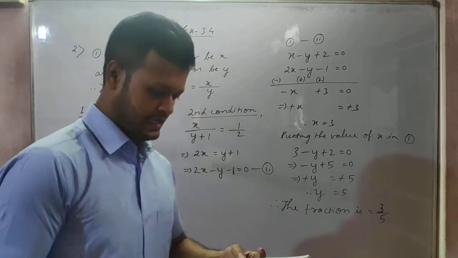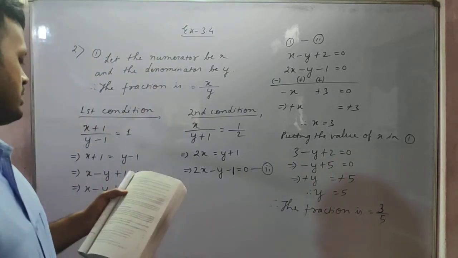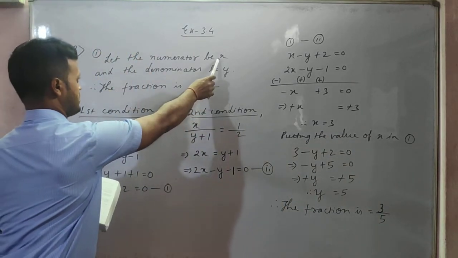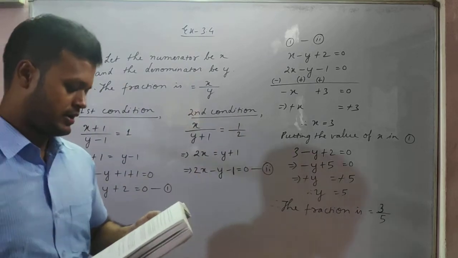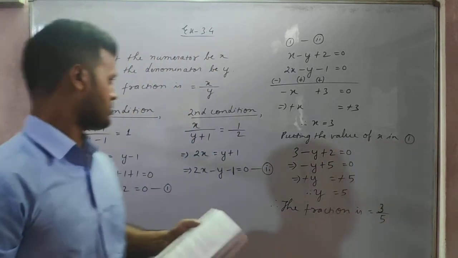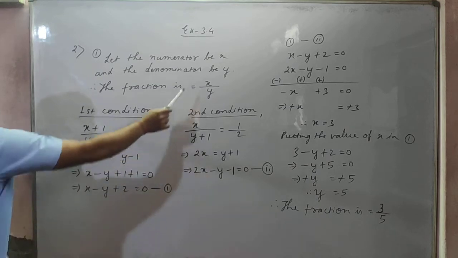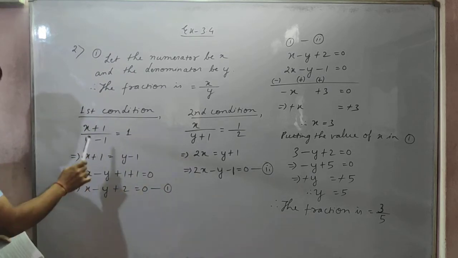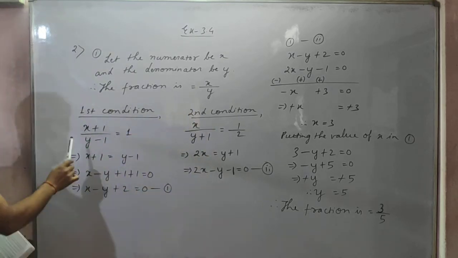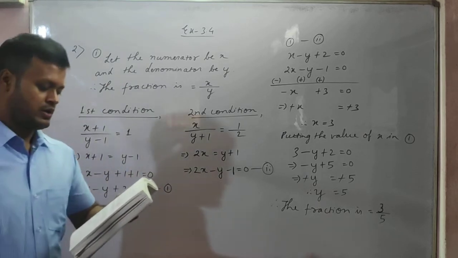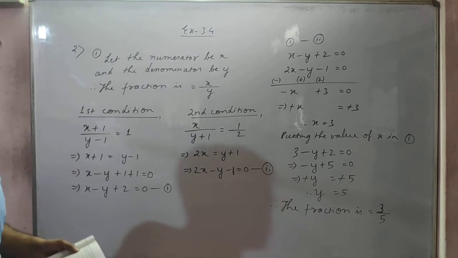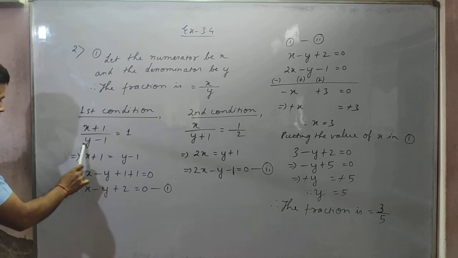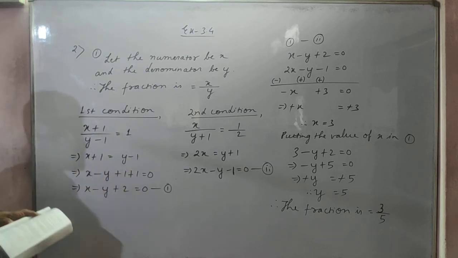So students, let us see this sum. If we add 1 to the numerator and subtract 1 from the denominator, let the fraction be: numerator is x and denominator is y, so the fraction is x by y. If we add 1 to the numerator and subtract 1 from the denominator, the fraction will become equal to 1.